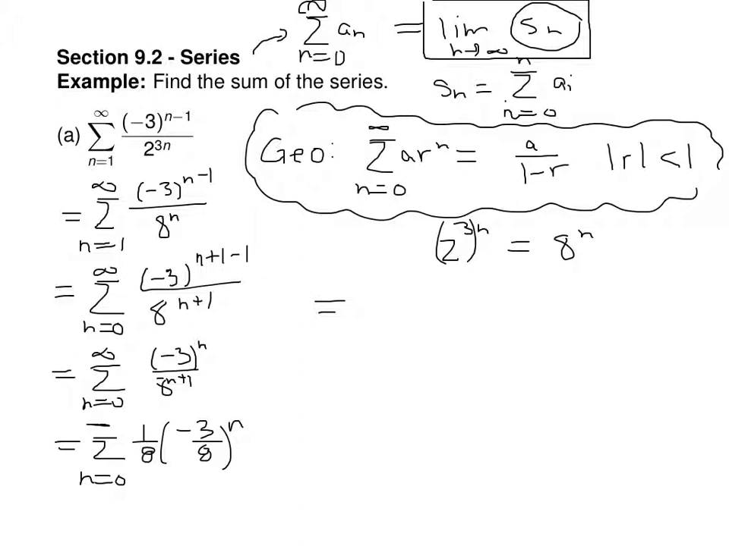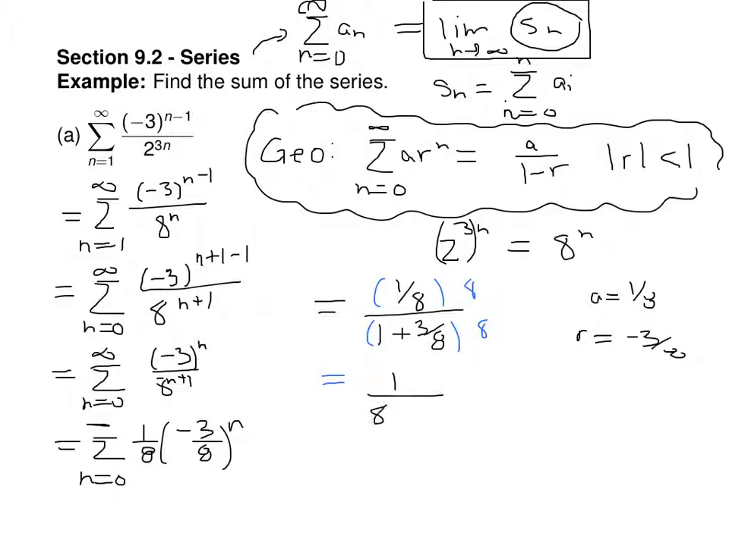And now using my geometric series formula, my a is 1/8, and r is negative 3/8. So this geometric series does converge because the absolute value of r, 3/8, is less than 1, and it converges to 1/8 divided by 1 plus 3/8, which if I multiply the numerator and denominator both by 8, gives me 1 over 8 plus 3, or 1/11.